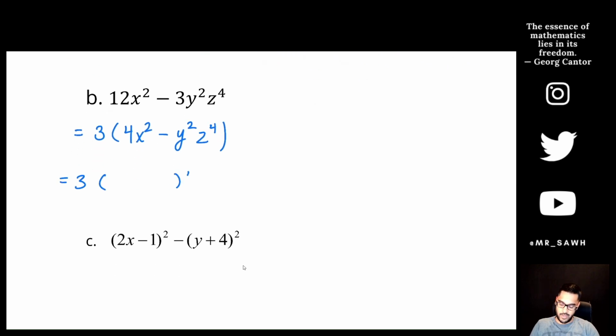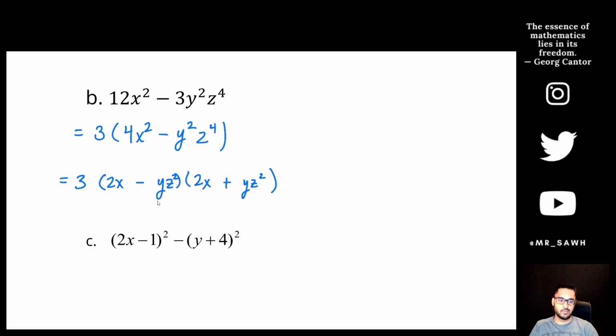So let's get two factors going. Square root of 4x squared is 2x. Square root of y squared is y. Square root of z to the power 4 is z to the power 2. So I've got a perfect square there as well. Different signs in between. So I made the first one a minus, second one a plus. You could reverse them. It doesn't matter. The order you multiply things in makes no difference. Okay, so there it is fully factored.